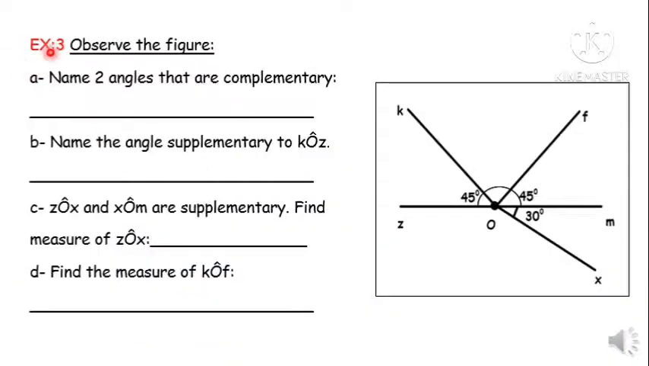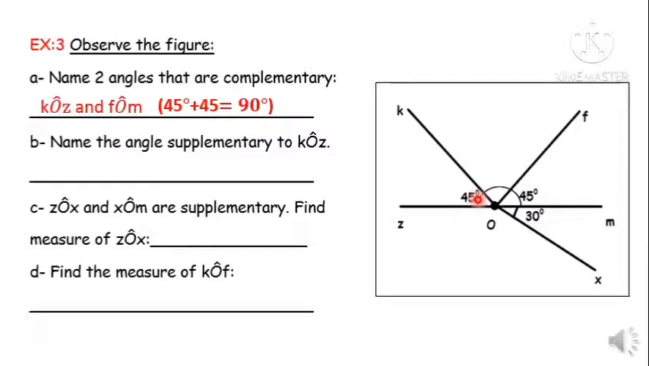The last exercise, which is exercise number 3, observe the following figure and I want to name two angles that are complementary. Complementary means their sum is equal to 90 degrees. Look at the figure. Which two angles their sum is 90 degrees? I have here 45 and here 45. So two complementary angles are KOZ plus FOM. Why? Because 45 plus 45 equal to 90 degrees.